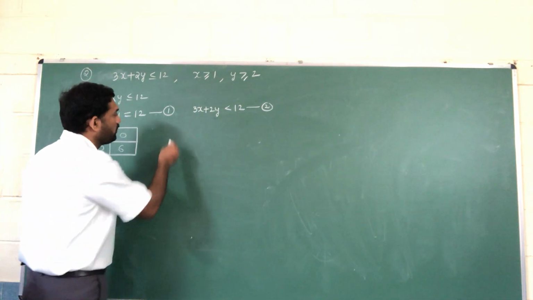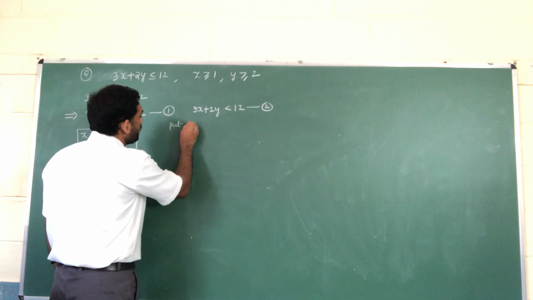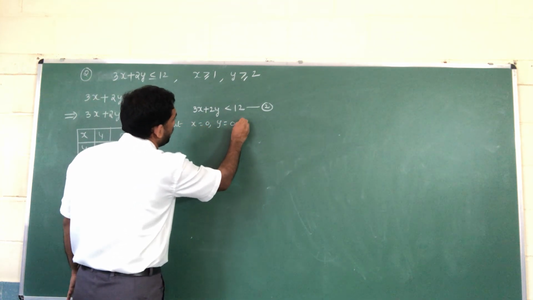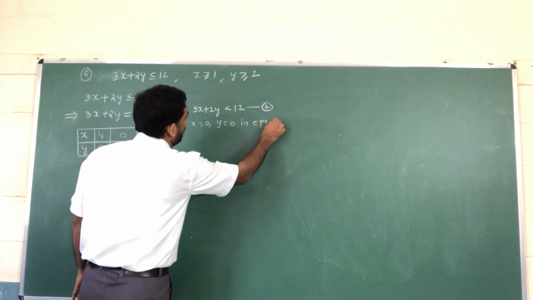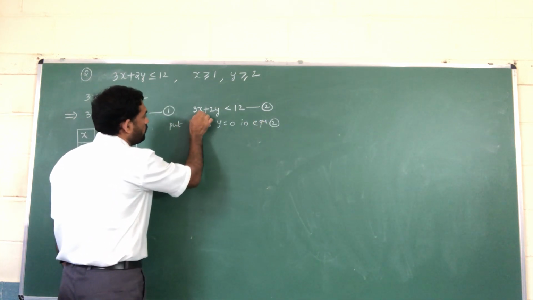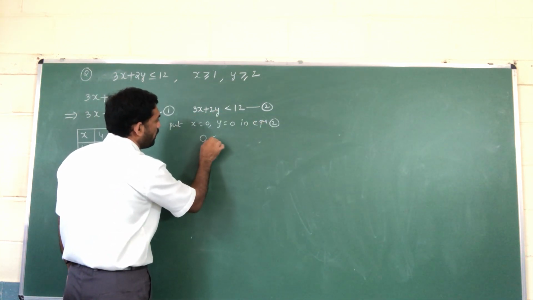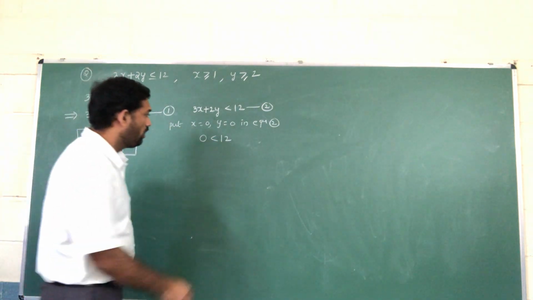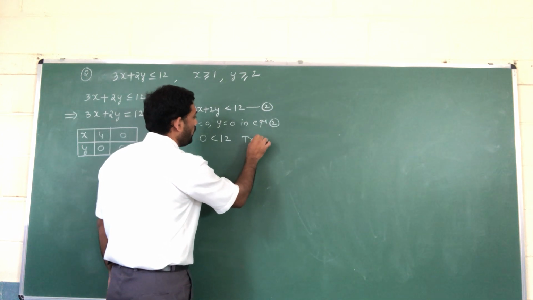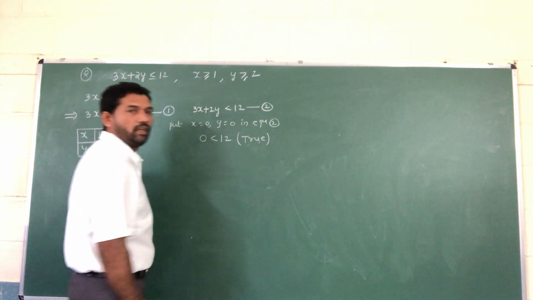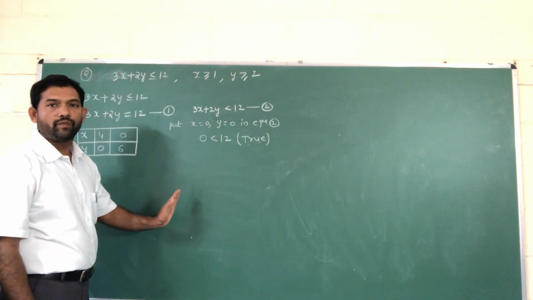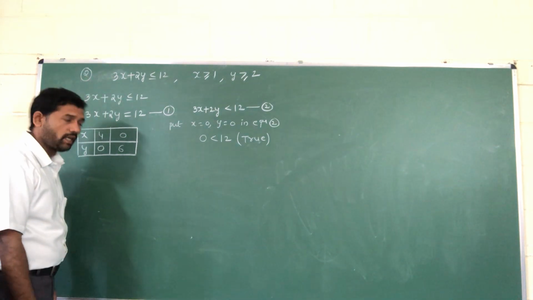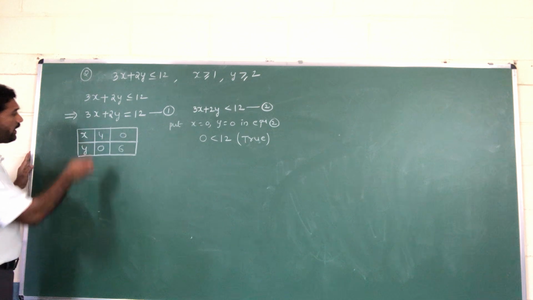After that, same procedure, put x equal to 0, y equal to 0 in equation number 2. Then what happens? 0 less than 12, it is always true. Where we have to shade, I will show you. Alright.